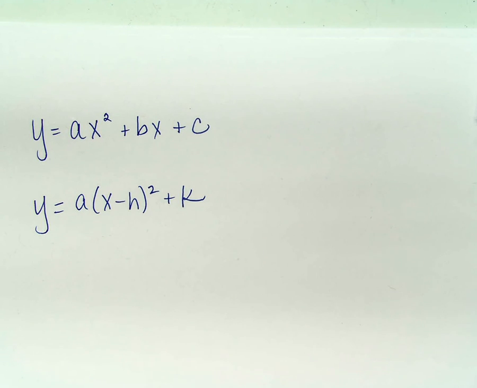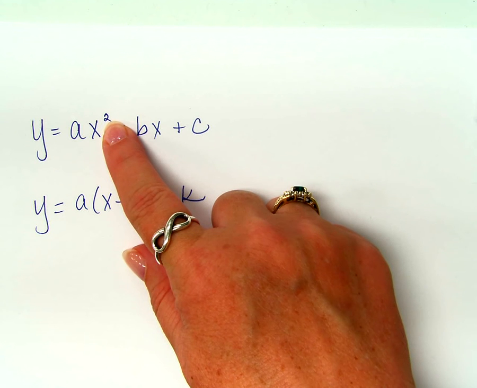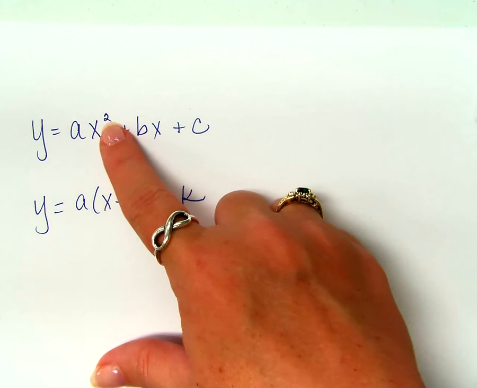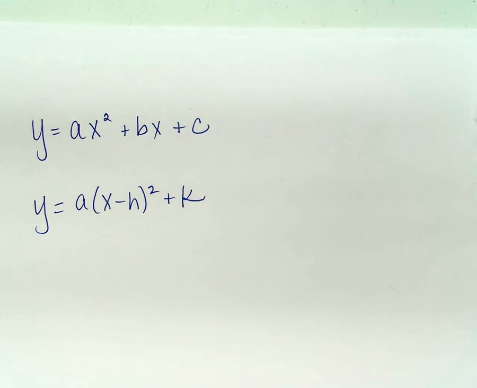Both of these equations are quadratics. How could you tell that they are quadratics? What makes something a quadratic? Squared. Okay? If it's squared, that means it's a quadratic. So both of these are quadratics. So I want you to know the difference between these. You need to know, first of all, both equations, and then you need to know the difference in between them. Fair enough?